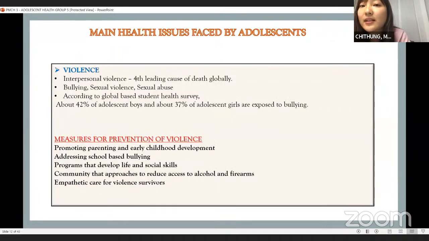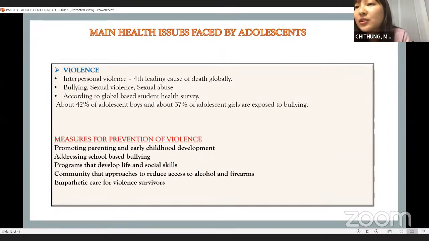The next is violence, the fourth leading cause of death globally, which includes bullying, sexual violence, and sexual abuse. According to the Global School-based Student Health Survey, about 42% of adolescent boys and about 37% of adolescent girls are exposed to bullying. Violence during adolescence also increases the risk of injury, mental health problems, poor school performance, and dropout. So intervening early can help with the physical and psychosocial consequences.